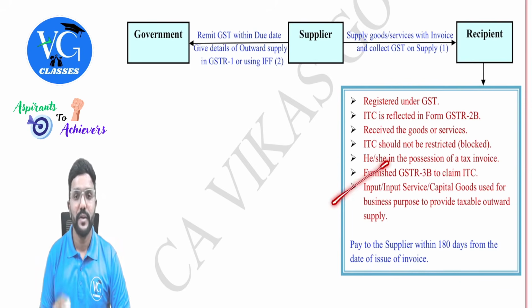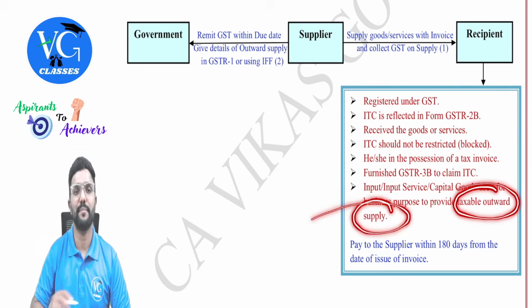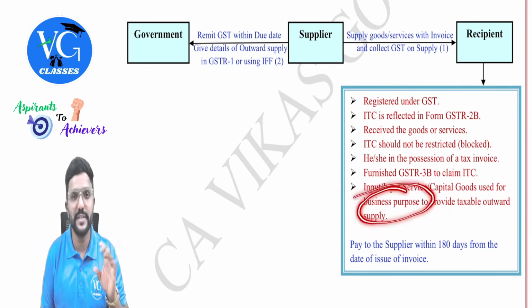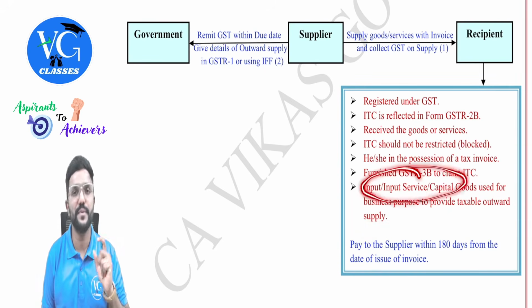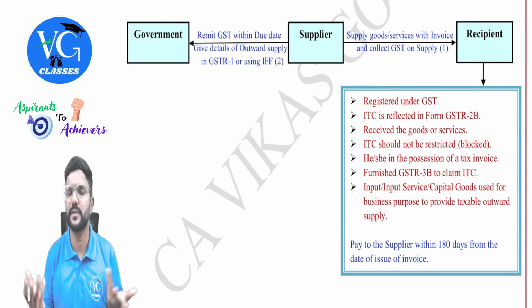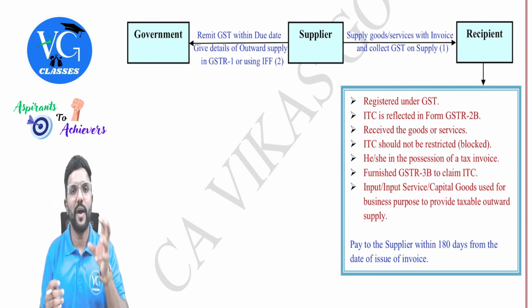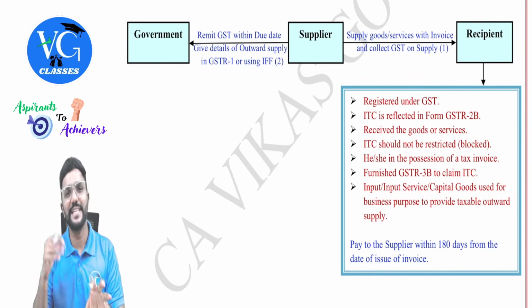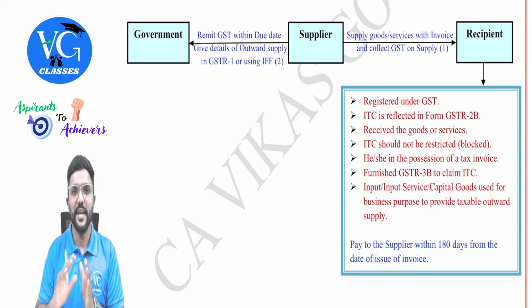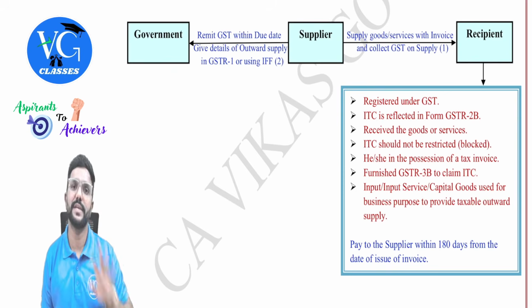Okay. Next, the input or input service or capital goods must be used for business purposes to provide taxable outward supply. So it has to be used for business purpose. Sir, what if input or input service or capital goods is used for personal purpose? No credit. Sir, what if it is used in the manufacture of exempt goods? Then, if the outward supply is exempt, guys, there is no credit available on the inward supply.